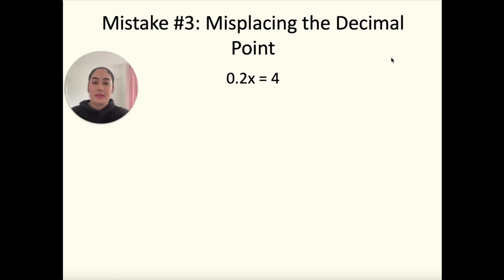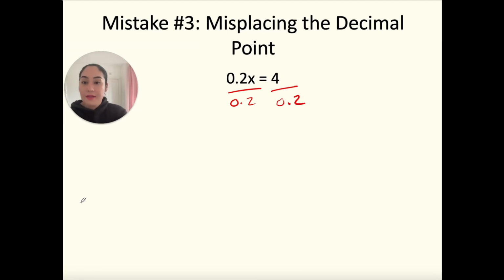The next mistake would be displacing the decimal point. Now, we have something like this, 0.2x is equal to 4. That means we're going to divide both sides by 0.2, right? So that number doesn't change. If you're not confident with decimals, then that can easily lead to a mistake, right? Just remembering that we're dividing it by 0.2.